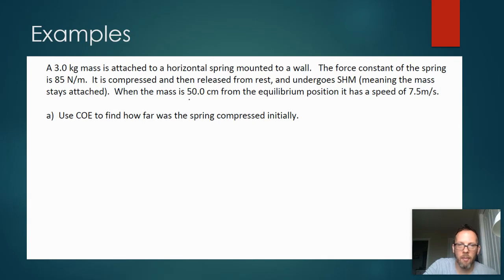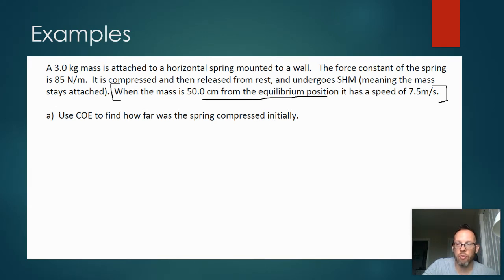And what we're told is, we're not told the amplitude, we're just told that at a certain position, a certain stretch or compression, it just says 50 centimeters from the equilibrium. So that could be a stretch or compression, but it doesn't matter. We have a speed of 7.5 meters per second. So we're going to find how far the spring was compressed initially.